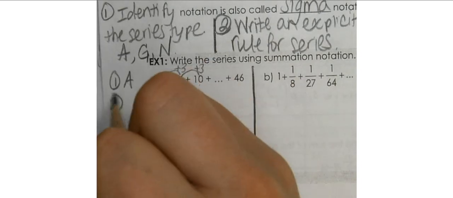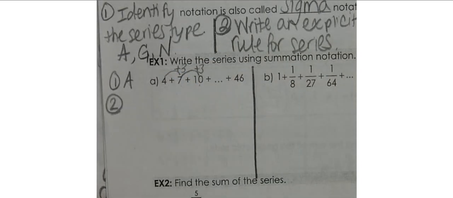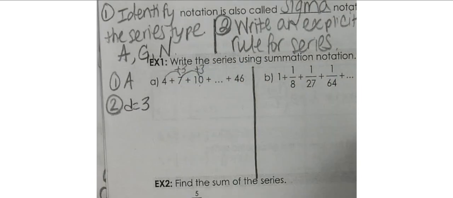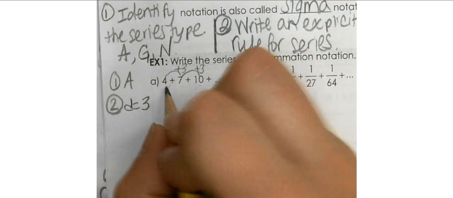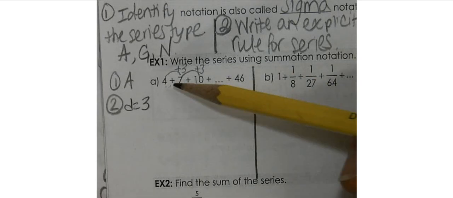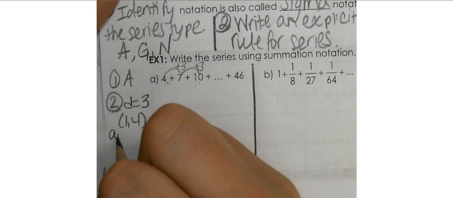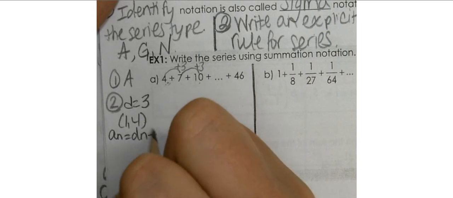Step number 2, I need to write a rule. Since this is arithmetic, I know what my common difference is. That's going to be 3, and I'm going to choose an ordered pair that I know is easy. I'm probably going to work with (1, 4). Now that I have my common difference and my ordered pair, I'm going to plug it into my rule, which is a sub n is equal to d times n plus b.